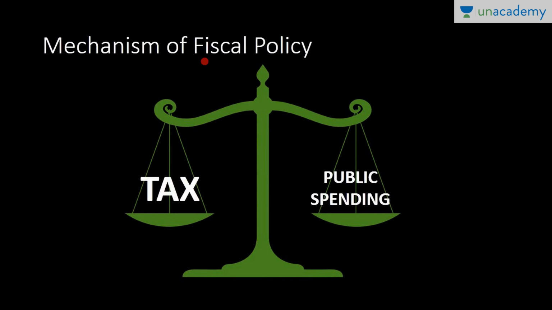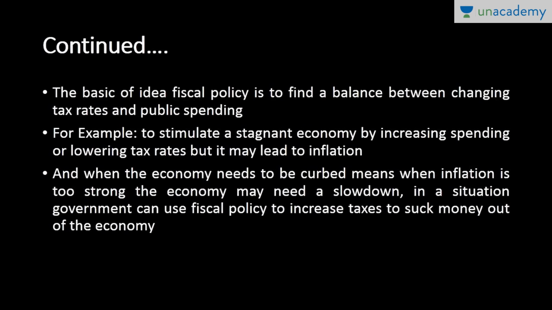Now how this fiscal policy works, the mechanism of fiscal policy. See guys, try to remember this diagram. There is a balance between tax and public spending. This diagram is the simple explanation of the mechanism of fiscal policy. Now how it works: the basic idea of fiscal policy is to find a balance between changing tax rates and public spending.